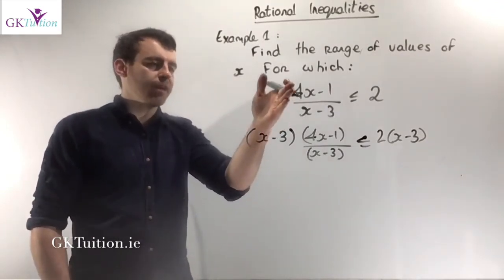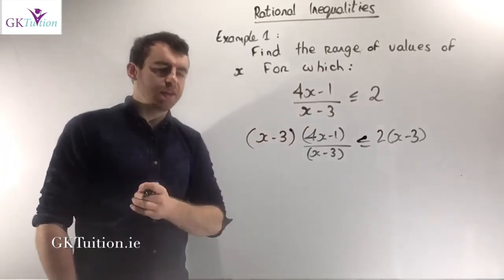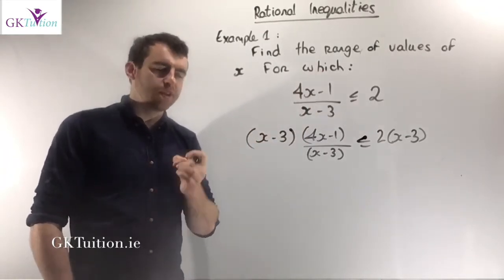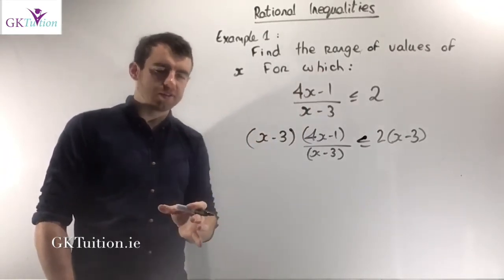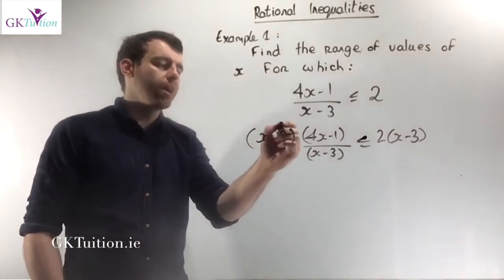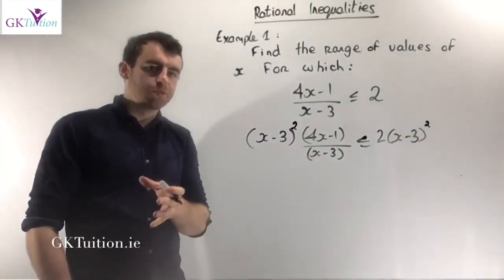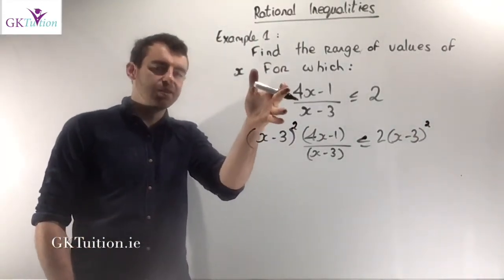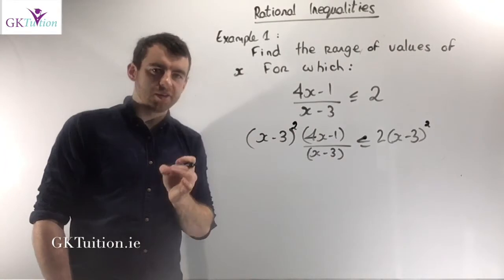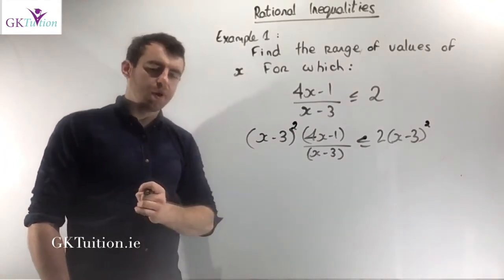If you have an algebraic fraction and an inequality, you need to multiply both sides by the bottom of the fraction squared. So I need to multiply both sides by (x minus 3) squared. This is an exception that comes up a lot. In a scenario like this, you multiply both sides by the denominator squared. Now let's have a look at what happens here.